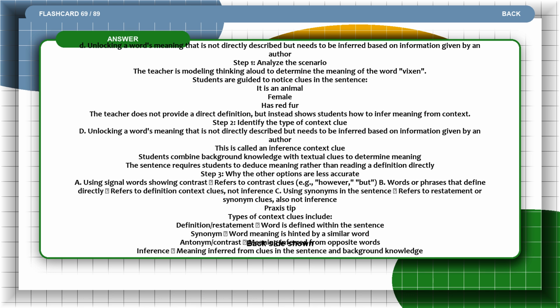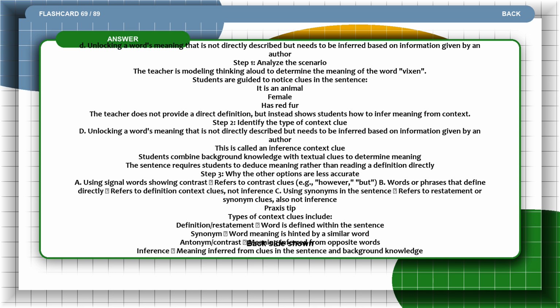Step 3. Why the other options are less accurate. A. Using signal words showing contrast refers to contrast clues, e.g., however, but. B. Words or phrases that define directly refers to definition context clues, not inference. C. Using synonyms in the sentence refers to restatement or synonym clues, also not inference.